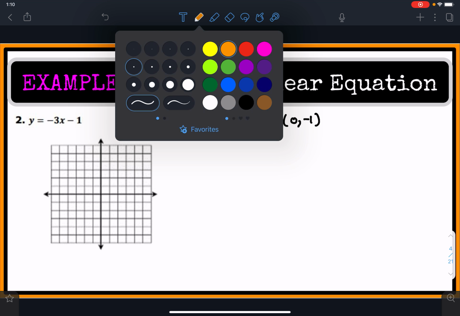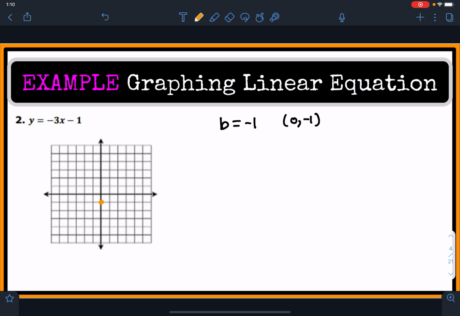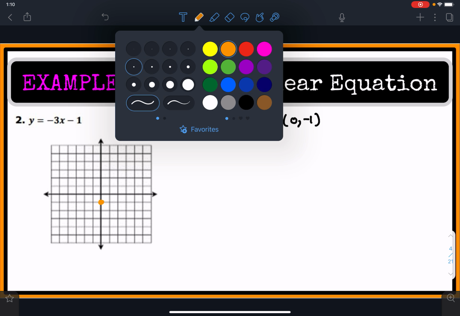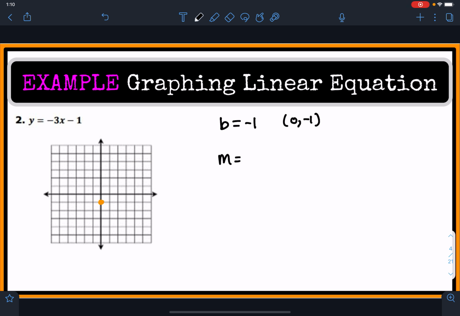Let me put that in orange. (0, -1) is located there. Now, the slope of our line is equal to the number -3.